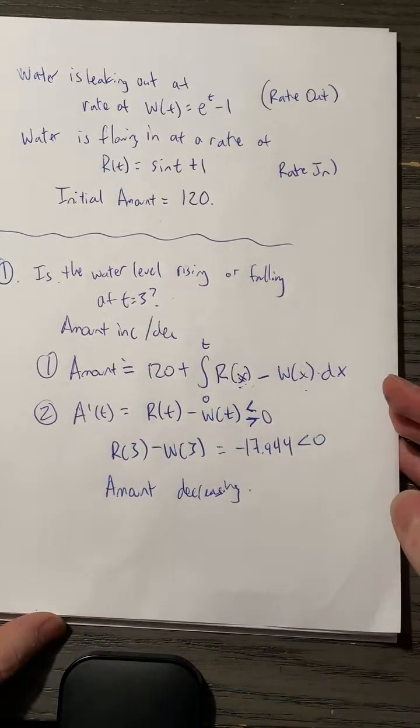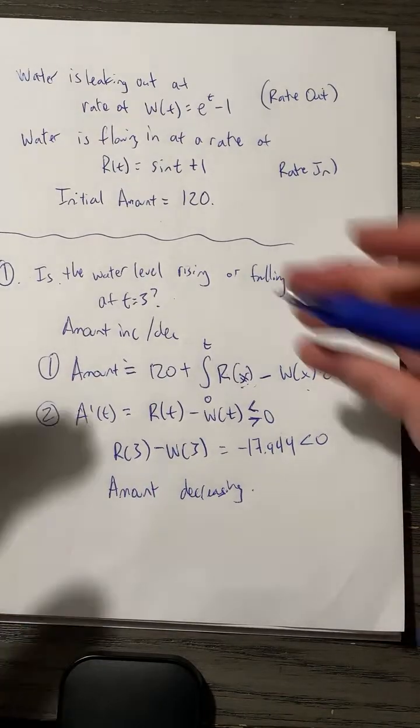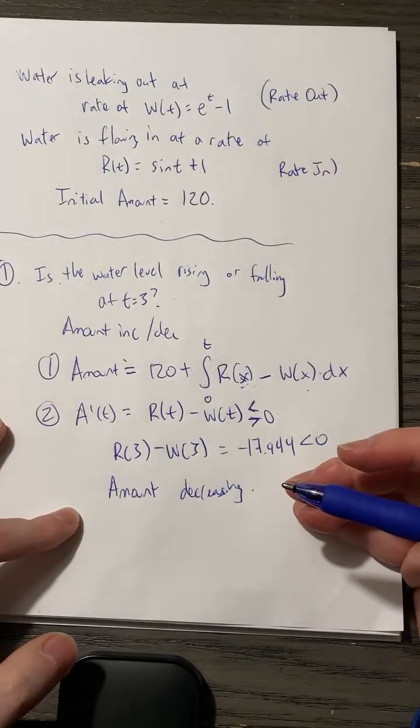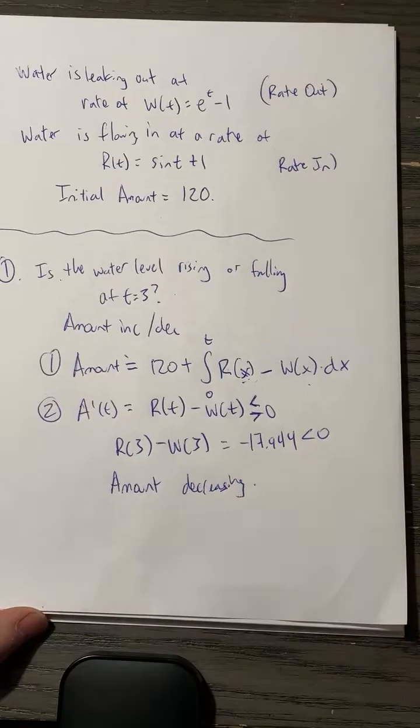So that's how I like to find every single increasing, decreasing question. I like to find the thing, and then I like to take the derivative, and then I'm going to see if it's positive or negative. Here, the derivative happens to be given, because the derivative of the amount formula is just rate in minus rate out. So that's how you do these questions.